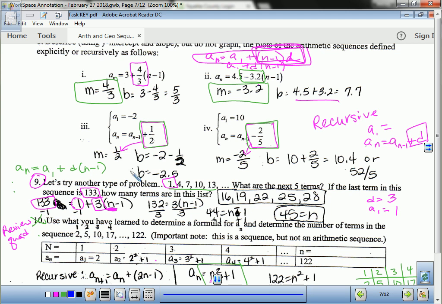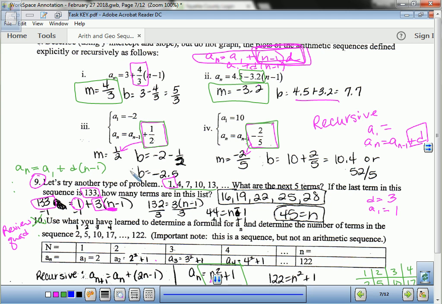All right, number 9. I like this first problem, it asks us to find the next few terms. Don't overthink that. Just continue the pattern. If this is plus 3, plus 3, plus 3, plus 3, keep adding 3. Done.